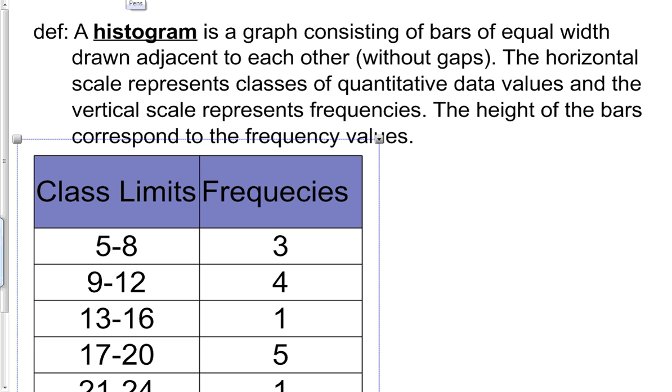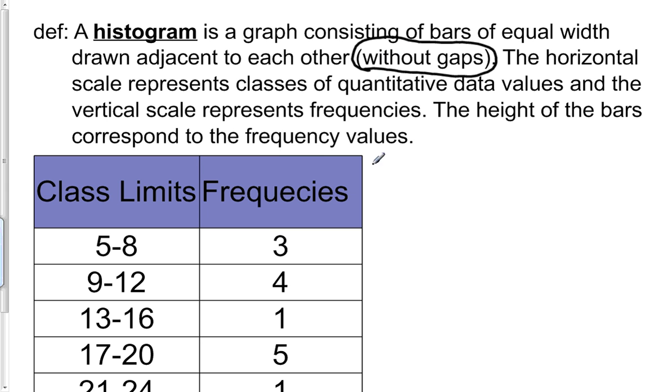So a histogram is a graph that consists of bars of equal width drawn adjacent to each other. And I want you to take notice of parenthetically how it says they're drawn without gaps. That "without gaps" is going to be important in a second. So these vertical bars are drawn without gaps adjacent to each other. And the horizontal scale, which is the x-axis, represents classes.